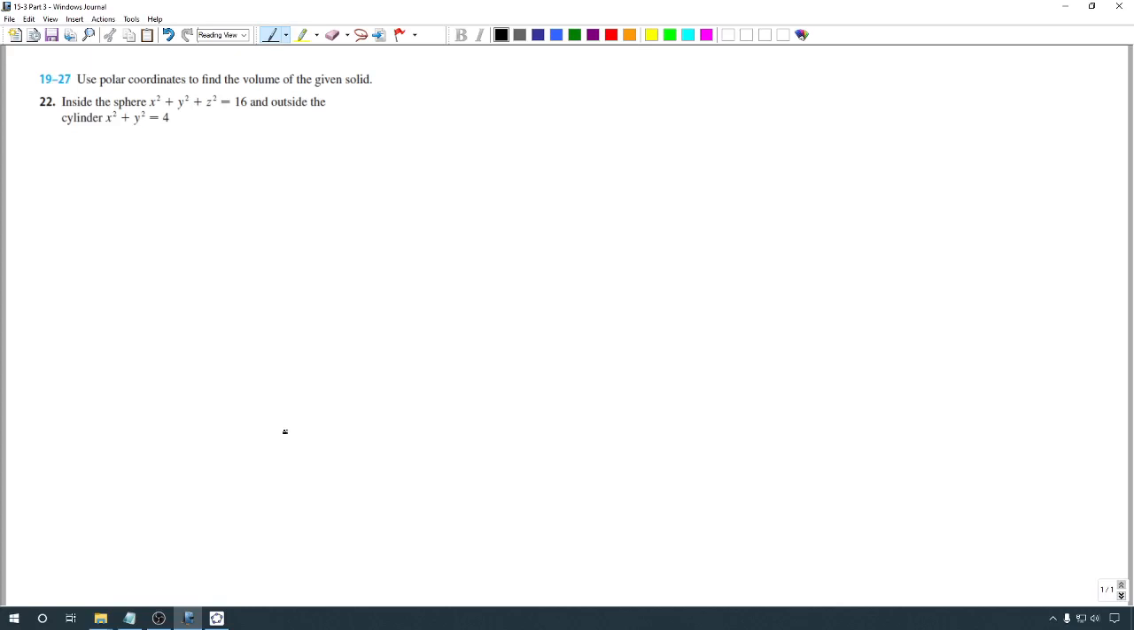Let's continue working some examples about finding double integrals, or using double polar coordinates to find volumes and things like that. So our first example here is going to be problem 22. We're trying to find the volume of a given solid.